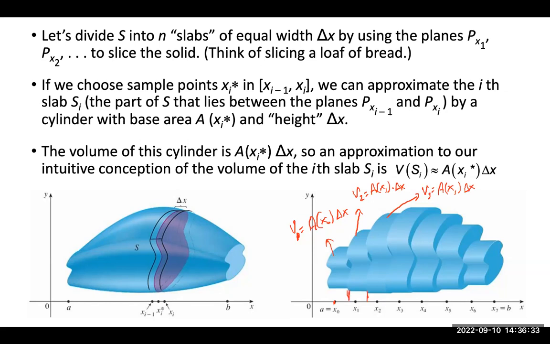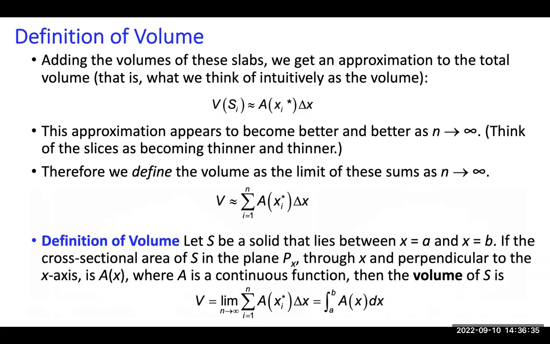Adding all those up together will give us the Riemann sums. So as we take the slabs and approximate, add them all up together, everyone is going to have their own volumes. If we take the sum of all of them, we get the Riemann sum of the area of each slice times the delta x, which is the height.